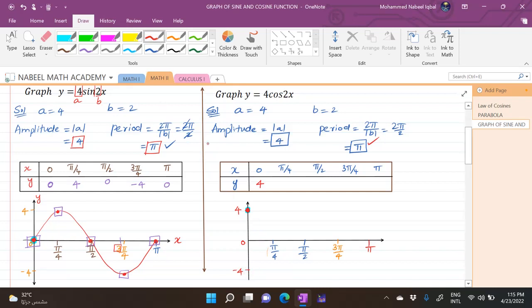So what is the next sequence? It will reach 0. What is the next sequence? It will reach minus 4. After that, it will go up again. After that, it will go to plus 4. So if you join the line, you will find it like this. So this is my graph of cosine. This is the graph of the cosine function.